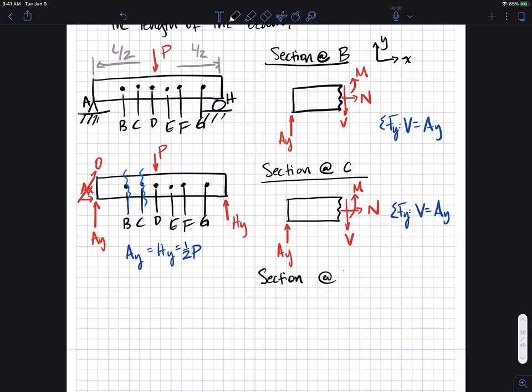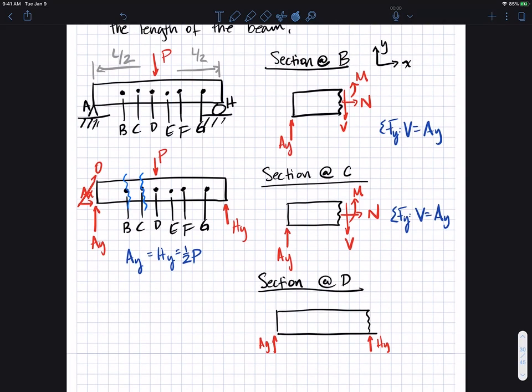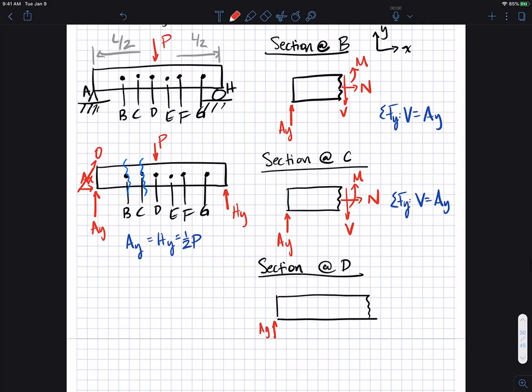Now what happens if we move over to D? So let's make the section at D. And now D will go ahead and include that load, the point load. So a little bit longer again. And we have AY, HY, we'll put P here, normal, oops, this is not positive shear. Shear positive will be pointing down. And now again we have the moment.